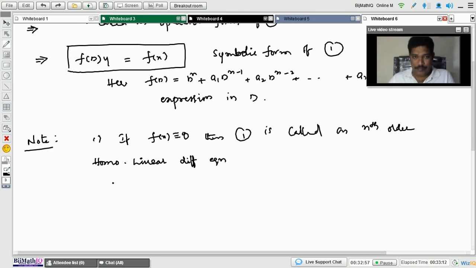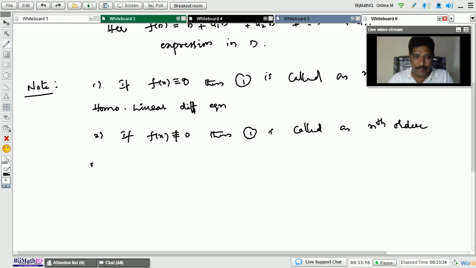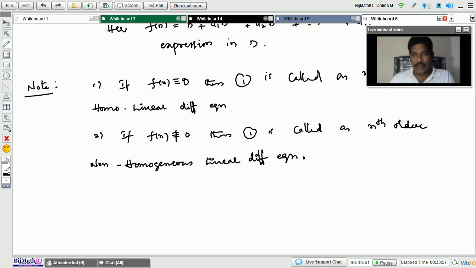Okay. Number 2, if f of x is not equal to 0, then 1 is called an nth order non-homogeneous linear differential equation. Right? Okay. Next, let us go for discussing the solutions.